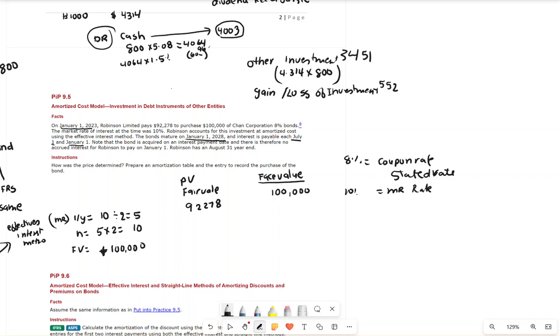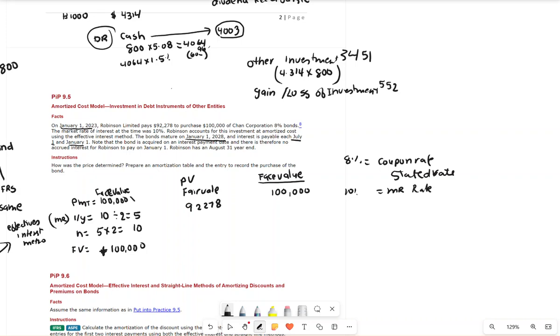And then we are going to look at my payment. What is going to be my payment? I have 100,000, which is the face value of the bond.